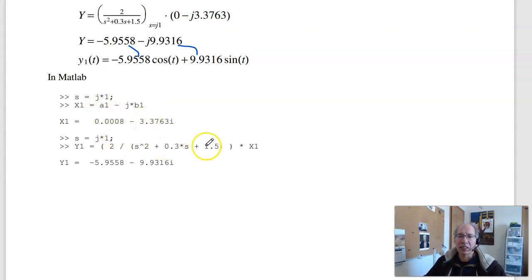Find the gain at that frequency times the input at that frequency, and you get a complex number. Real part is cosine, minus j is sine.